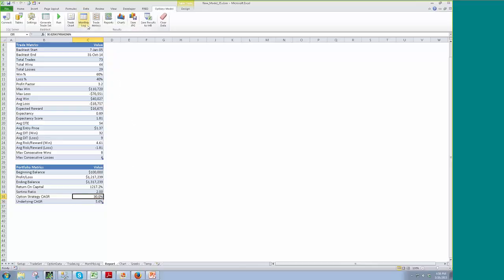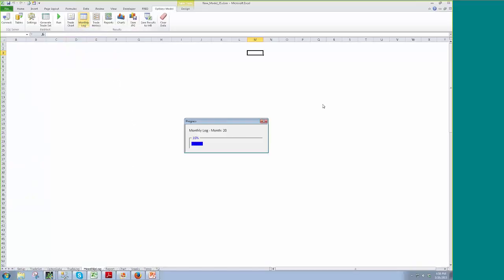Now if we look at the equity curve of that, and I have to... Well, that's loading. Jay asks, what's the difference between expectancy and expectant score?